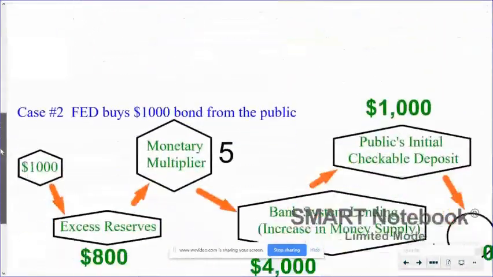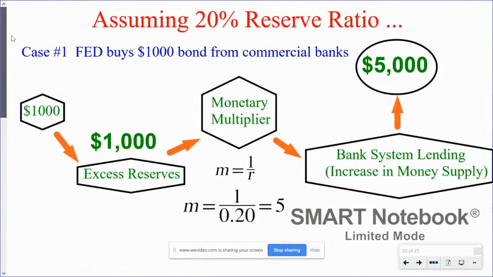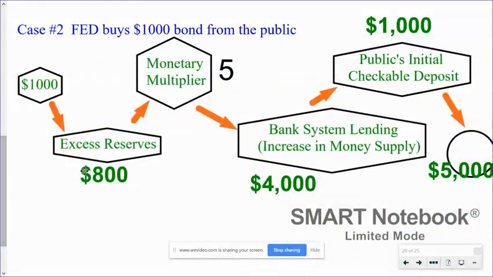So if the Fed's goal was $5,000, I guess I have 2 ways of doing it. Quite honestly, this way seems to have a little more players involved, which means that maybe I don't get the desired end that I want. We'll talk about that in a future class.